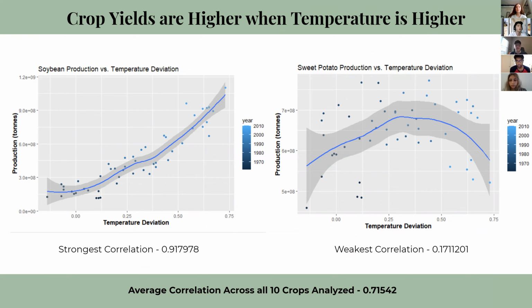Across all the top 10 crops, the correlation between these 2 data points was 0.715, which is fairly strong and tended to look like the graph you see on the left side of your screen with soybeans. However, there is an outlier with sweet potatoes on your right being the only crop that we analyzed that actually decreased over that time period.